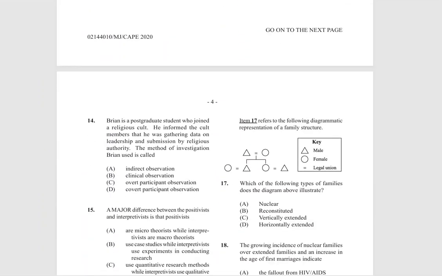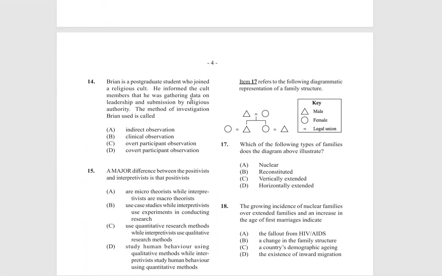Alright, question 14. Brian is a postgraduate student who joined a religious cult. He informed the cult members that he was gathering data on the leadership and submission by religious authority. The method of investigation used is called, is it indirect observation, clinical observation, overt participant observation, or covert participant observation? So this time it is overt, being that he would have told them that he was doing the research. So remember that covert, you are not allowed to reveal your identity.